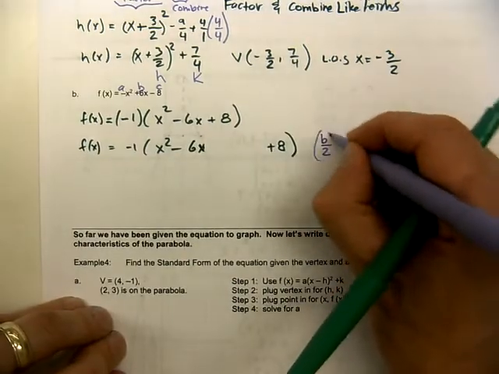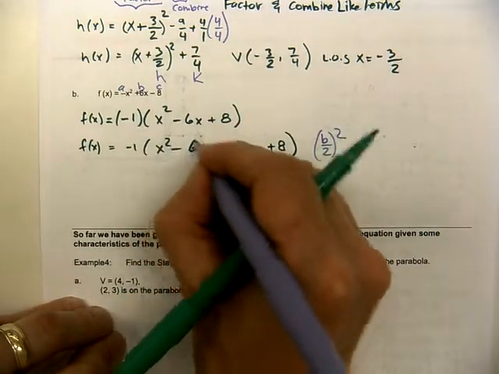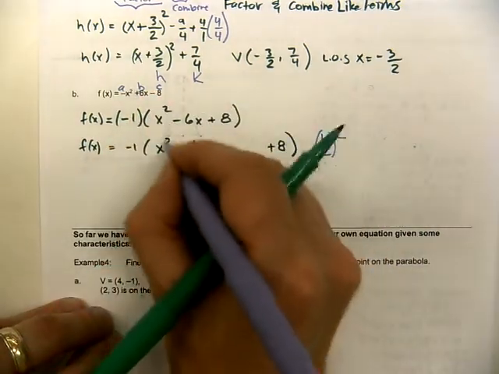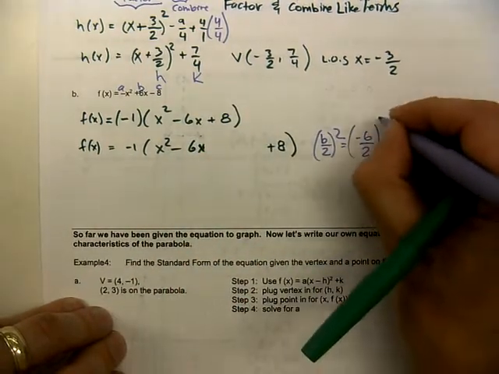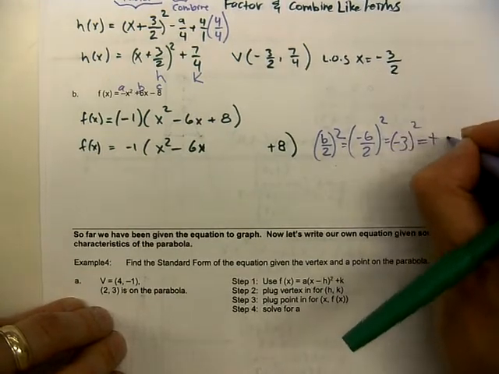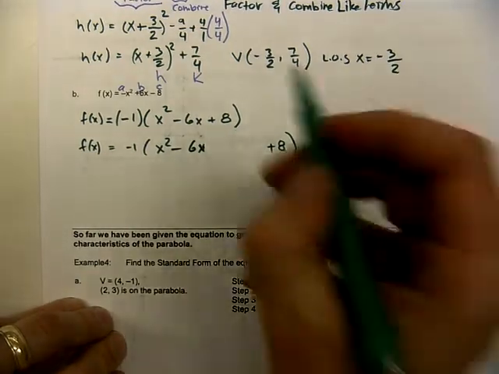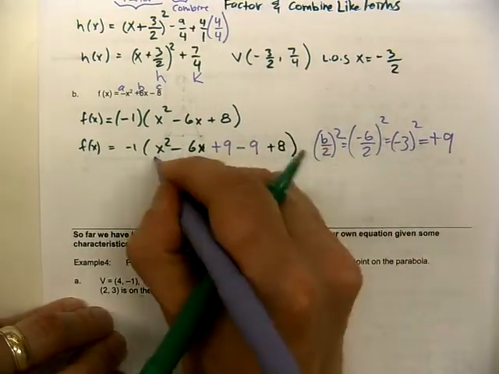We want b over 2 quantity squared. Our value of b is a negative 6, right? So it's not the positive 6 from the original. Now it's a negative 6. So negative 6 over 2 squared. And when you square a negative, that turns into a positive 9. So we are going to add 9 and then subtract 9 right back out again.